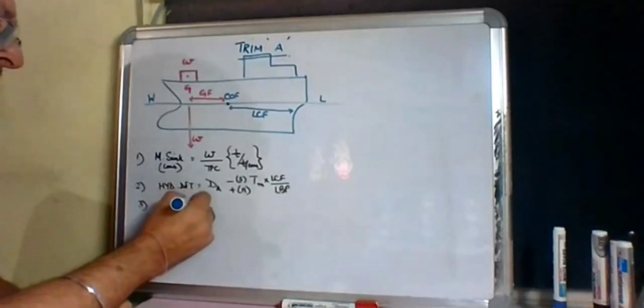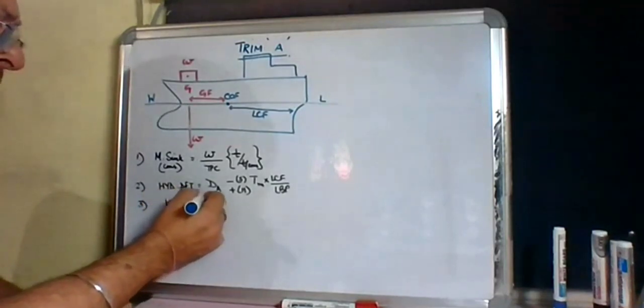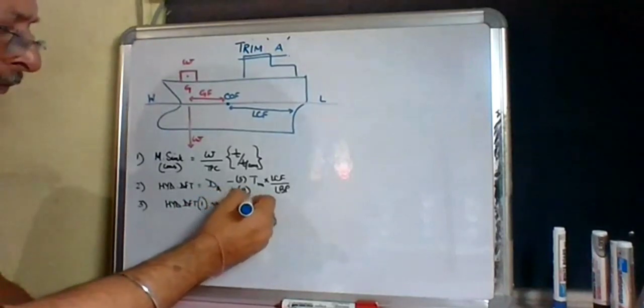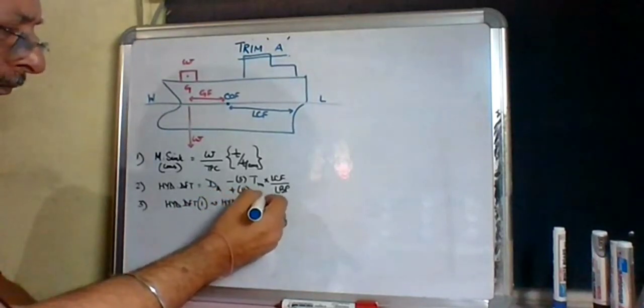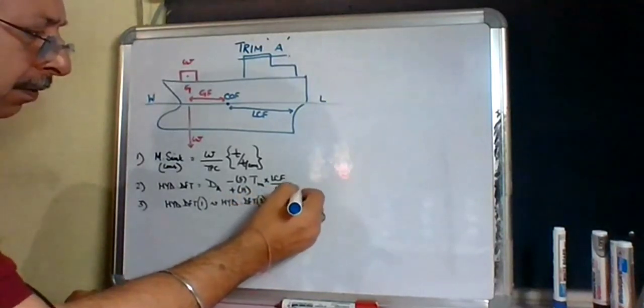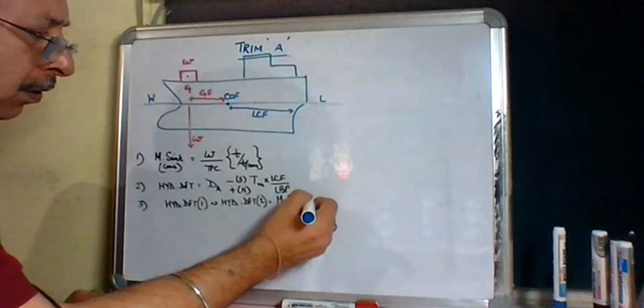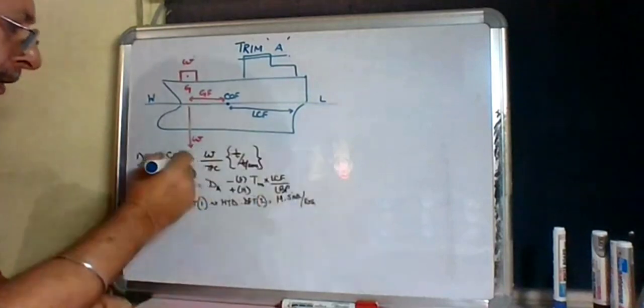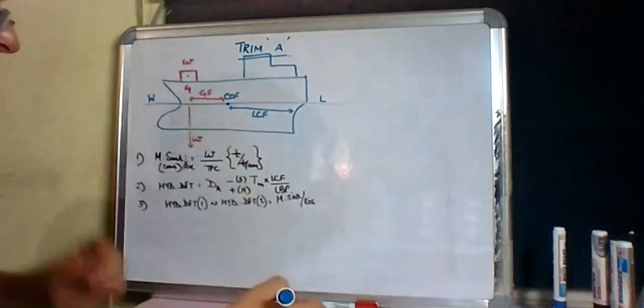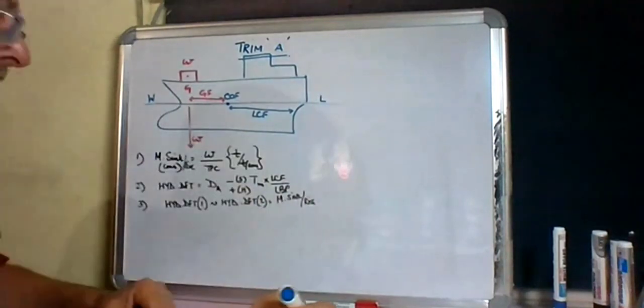Difference of hydrostatic drafts, hydrostatic draft 1, difference hydrostatic draft 2, will give us mean sinkage or rise. This is also mean sinkage or rise, depending on whichever be the case.